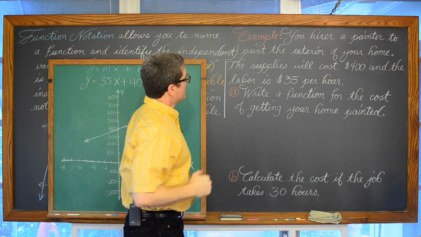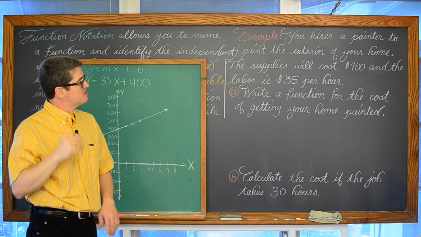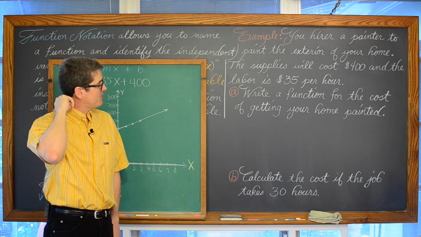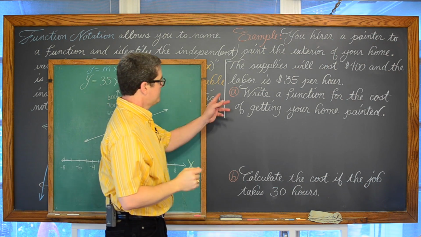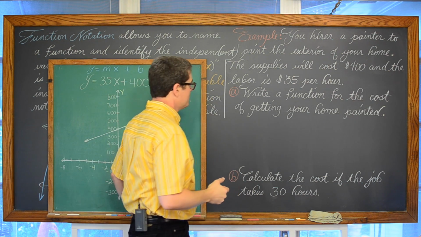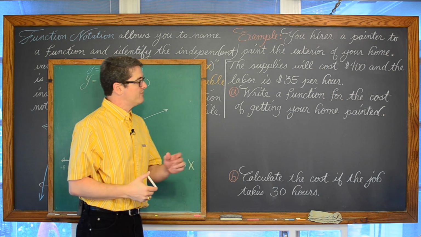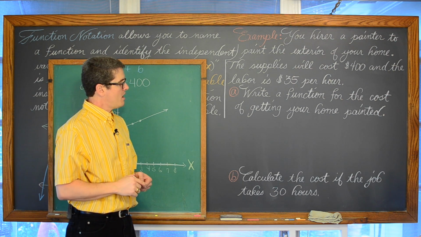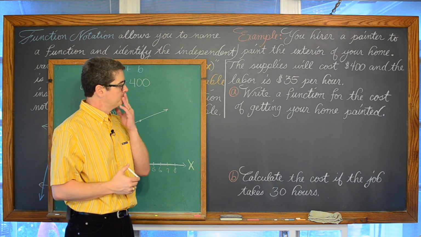Example: you hire a painter to paint the exterior of your home. The supplies will cost $400, and then he's telling you, or she's telling you, that it's going to be $35 labor after that. Write a function for the cost of getting your home painted.